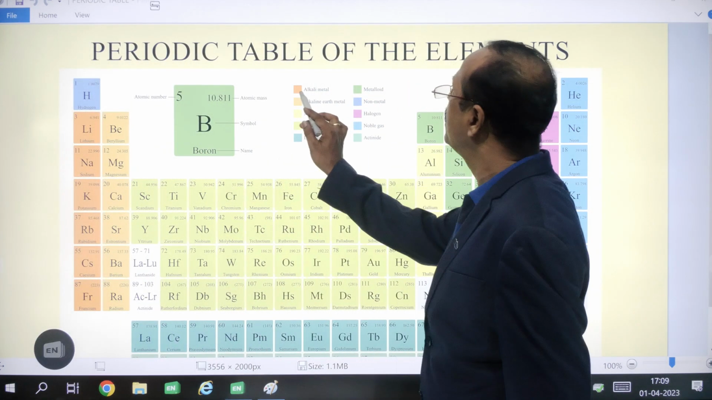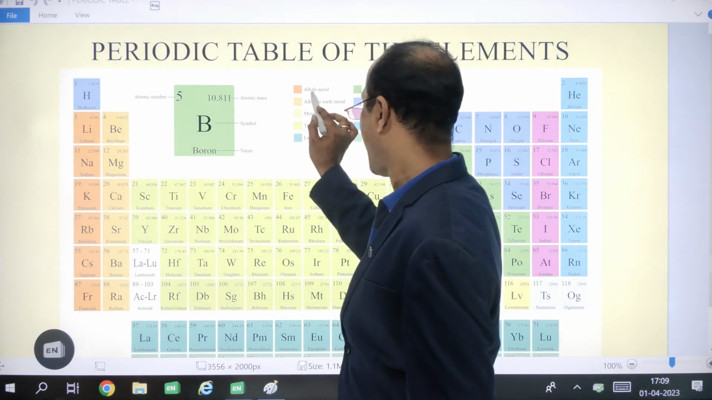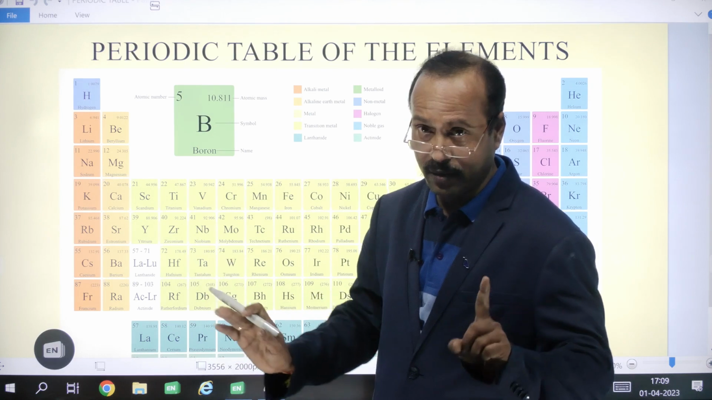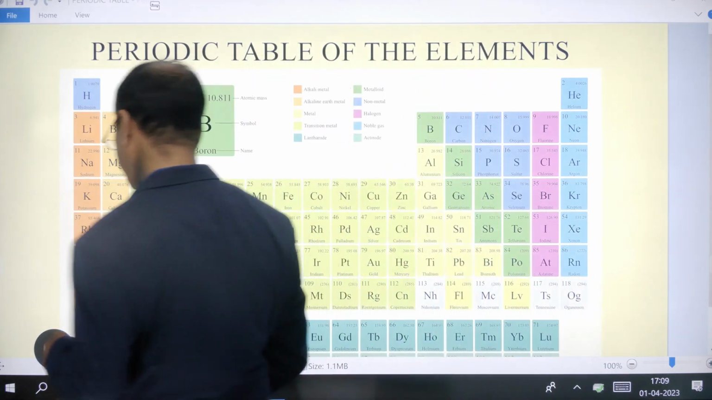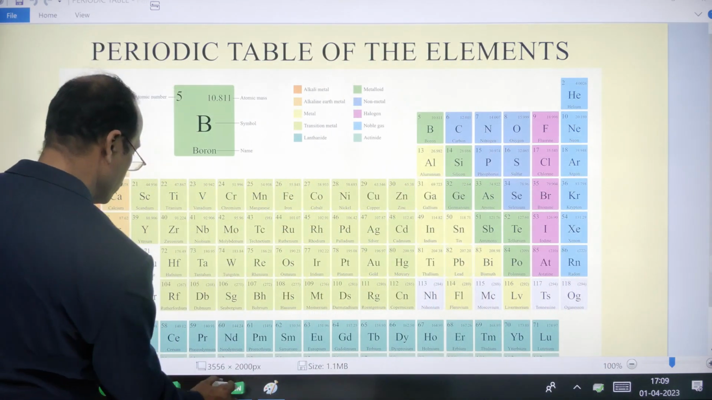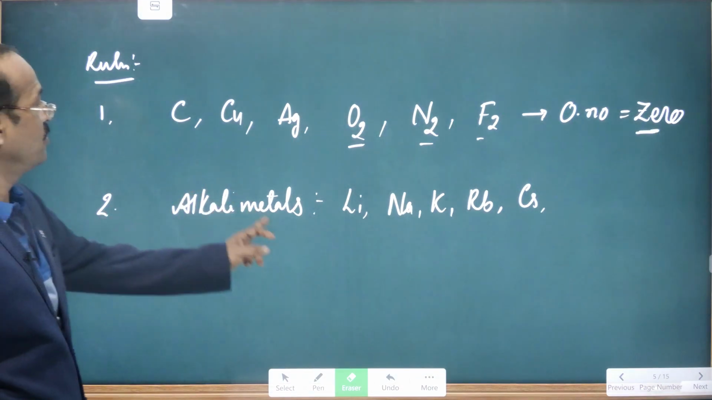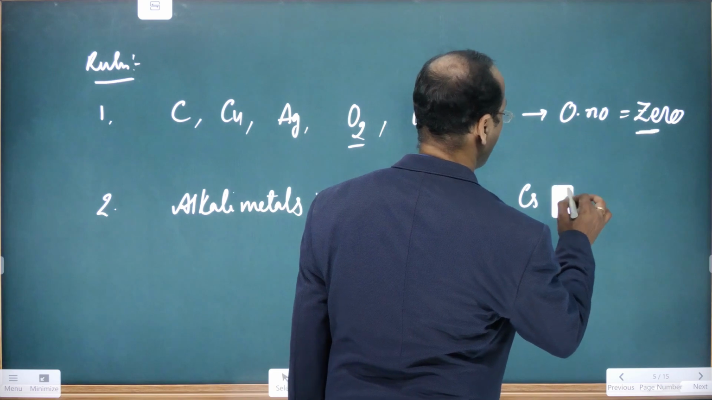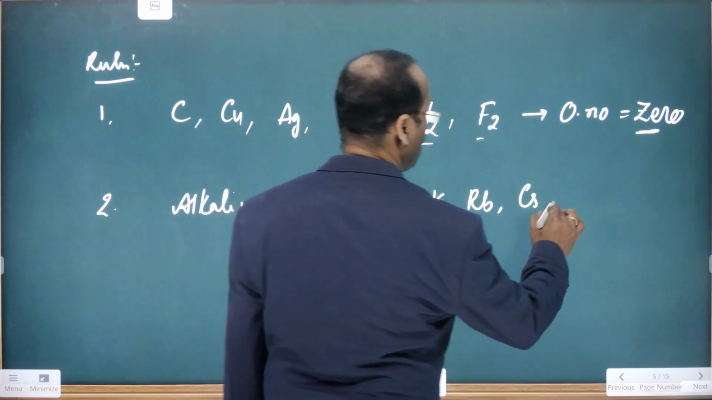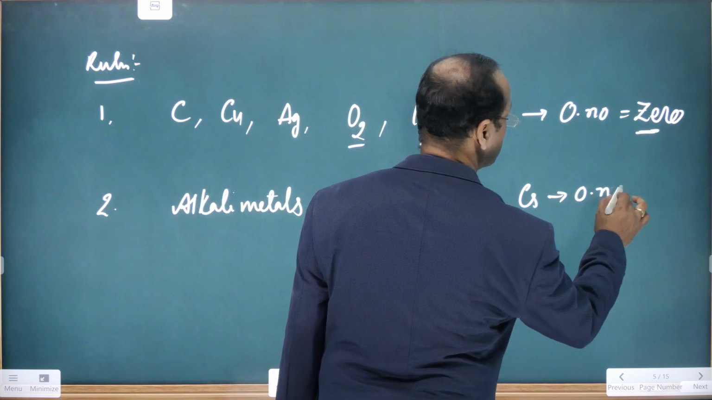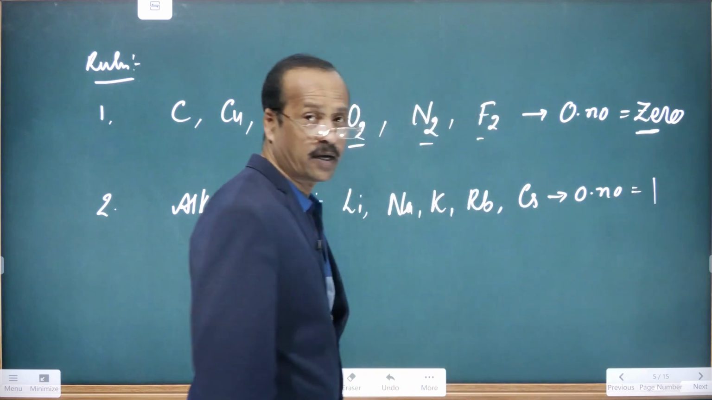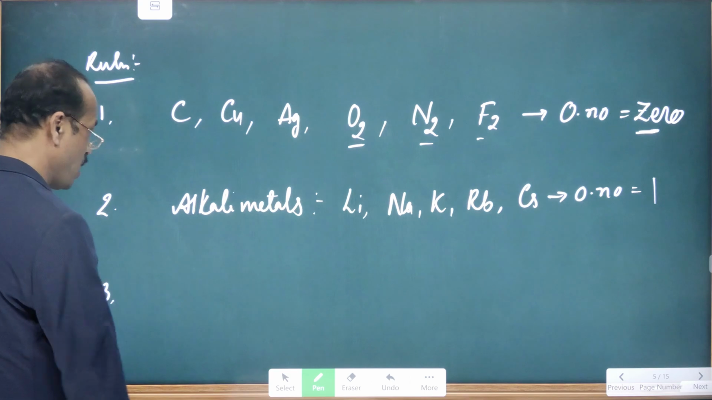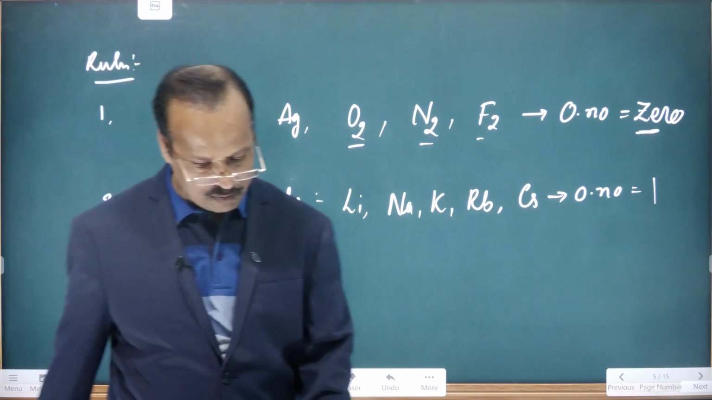So, see here you can see an orange color, orange for alkali metals. The alkali metals oxidation number is +1. Remember that point, right? So, see here alkali metals. What are they? Lithium, sodium, potassium, rubidium, cesium. Their oxidation number is +1. Right?